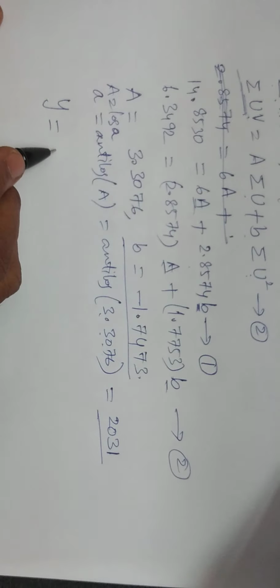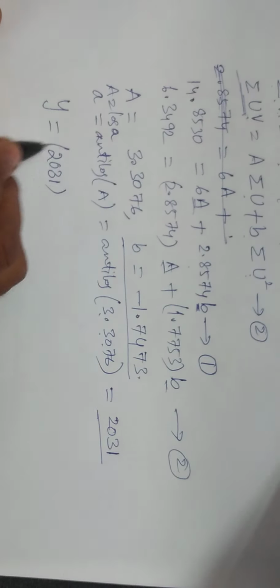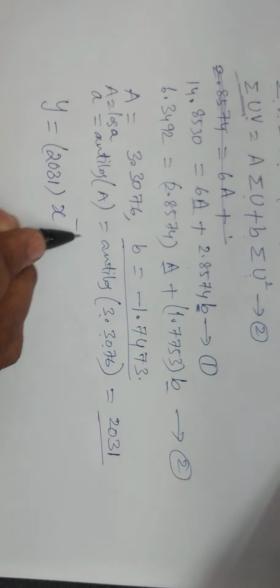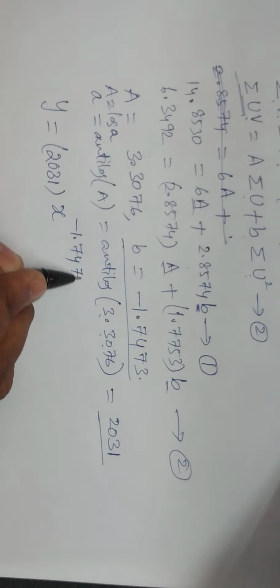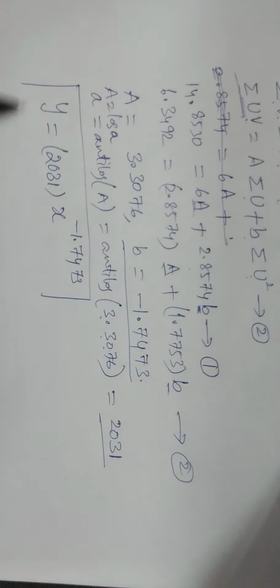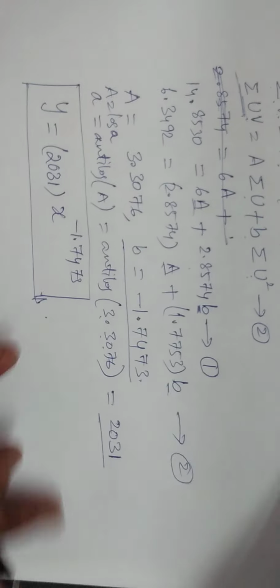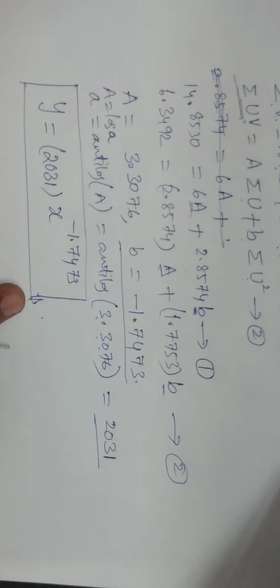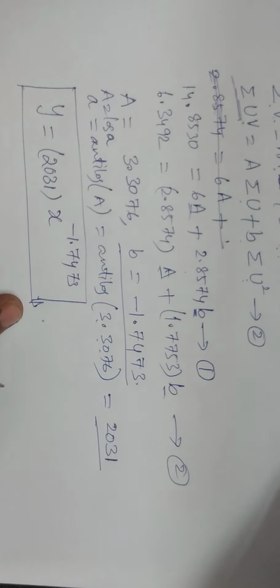So the best power curve of the given data can be written as y is equal to small a, that is 2031, into x power b, where b is minus 1.7473. This is the best power curve for the given data, for the given problem. This is the problem of fitting a power curve for the given data. Hope you understand. Thank you.